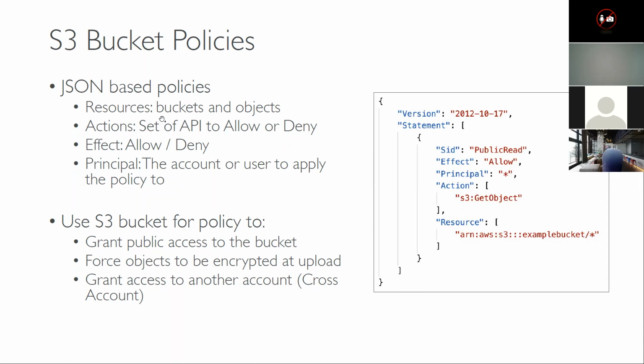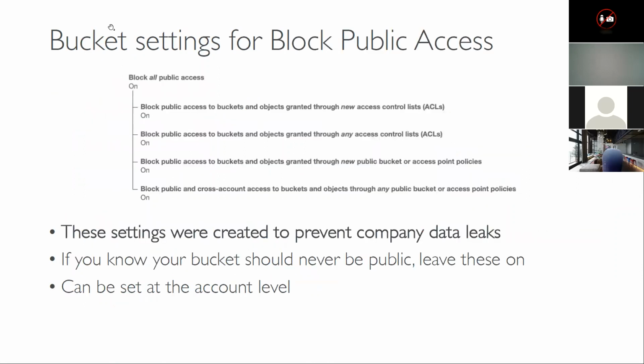So resources, what are the resources? The bucket. Action, what is the action? On the S3 bucket, get object to display. Effect, allow. Okay? Principal, anything, anyone from anywhere. Use an S3 bucket policy to grant public access to the bucket. Force objects to be encrypted. So when you upload, it will auto-encrypt. And you can also grant access to another account from a different organization. Okay? So this is the bucket setting.